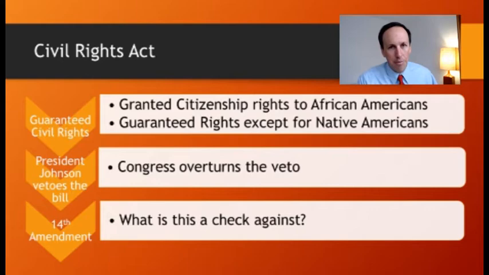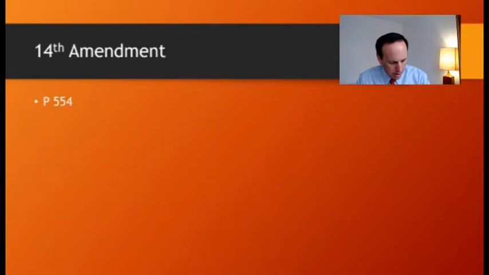Let me read real quick from the 14th Amendment. It says that all people born or naturalized in the United States are citizens. The amendment also declares that states may not pass laws that take away citizens' rights, nor can a state deprive any person of life, liberty, or property without due process of law, nor deny to any person the equal protection of the laws. Life, liberty, property. Who said it? John Locke. Exactly. Well done.